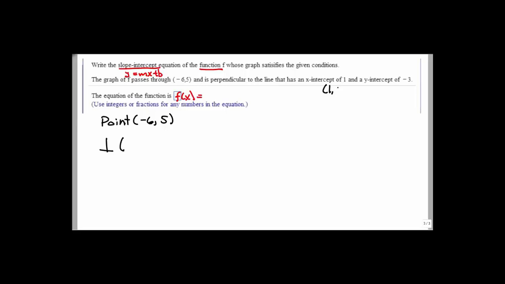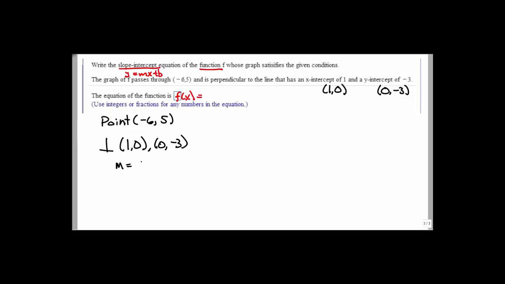That means the x value is 1 and the y value is 0. And a y-intercept of negative 3 means I have an x value of 0 and a y value of negative 3. So it's perpendicular to the graph of the line that runs through these 2 points.